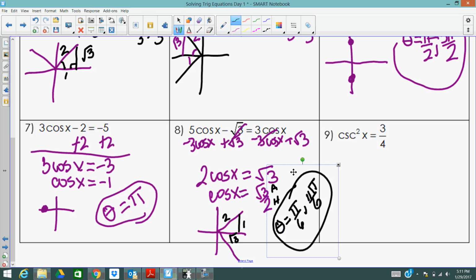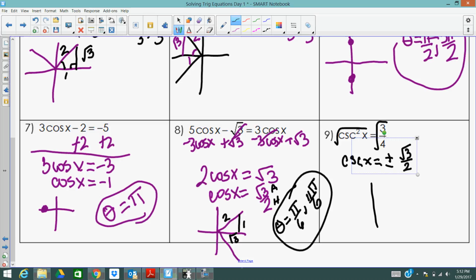And then finally, number 9, cosecant squared of x. So we're going to square root both sides to get rid of the squared. So we get cosecant of x equals plus or minus the square root of 3 over 2, which means I'm going to have 4 answers. Because cosecant is positive in quadrants 1 and quadrants 2, but cosecant is negative in quadrants 3 and quadrants 4. Since we have plus or minus, we're going to have both where cosecant is positive and negative.